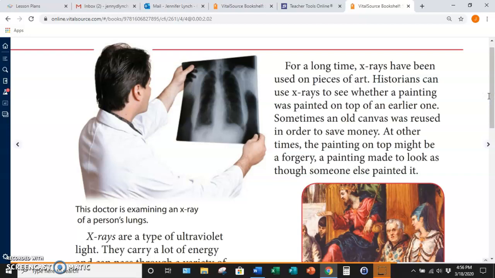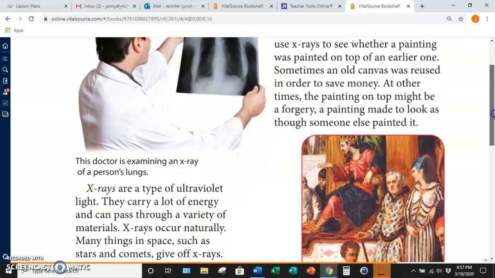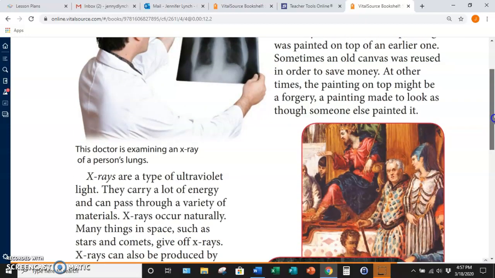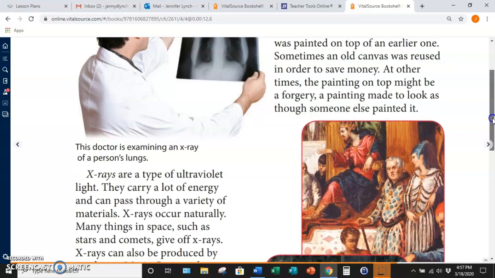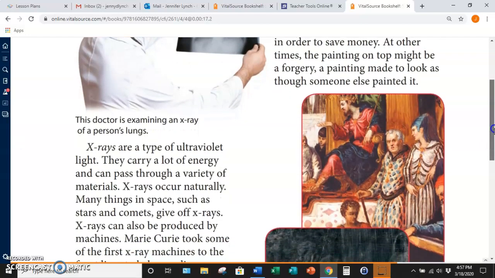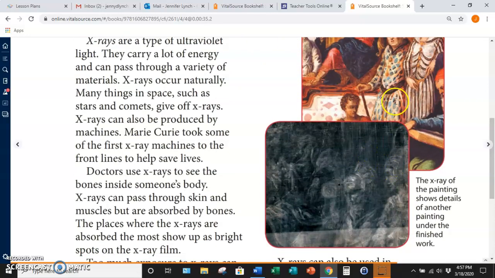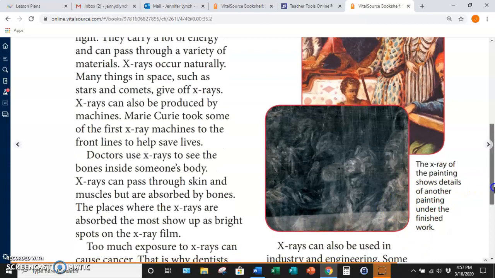For a long time, x-rays have been used on pieces of art. Historians can use x-rays to see whether a painting was painted on top of an earlier one. Sometimes an old canvas was reused in order to save money. At other times, the painting on top might be a forgery, a painting made to look as though someone else painted it. So they can see, like, this is an example that underneath that painting was another painting. The x-ray of the painting shows details of another painting under the finished work. Isn't that cool? It's pretty neat.